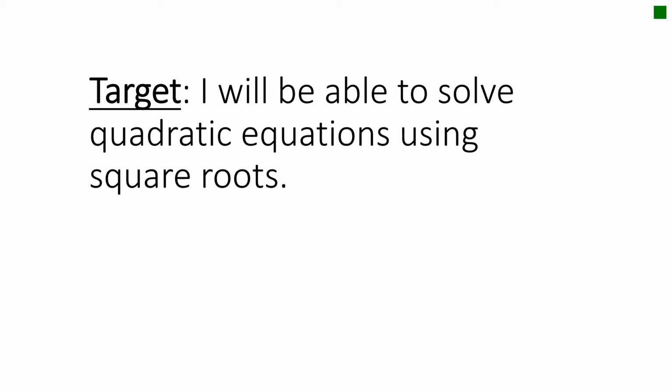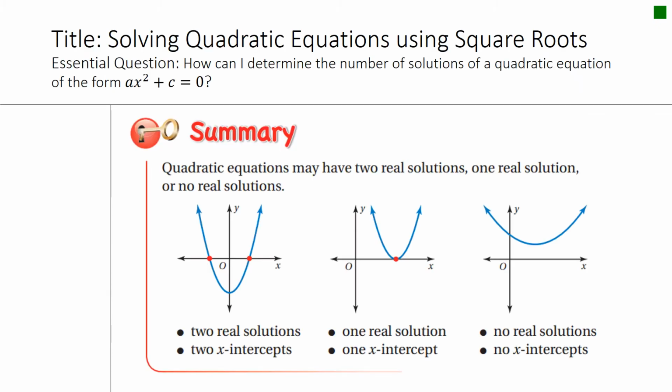Hey guys, so the last week or so we have been learning how to solve quadratic equations by factoring. Now I'm going to introduce the second method to you, which is solving by using the square root. To recap, the big purpose of this is we're trying to find the two or one or none x-intercepts that a quadratic might have, the one that you're solving for.